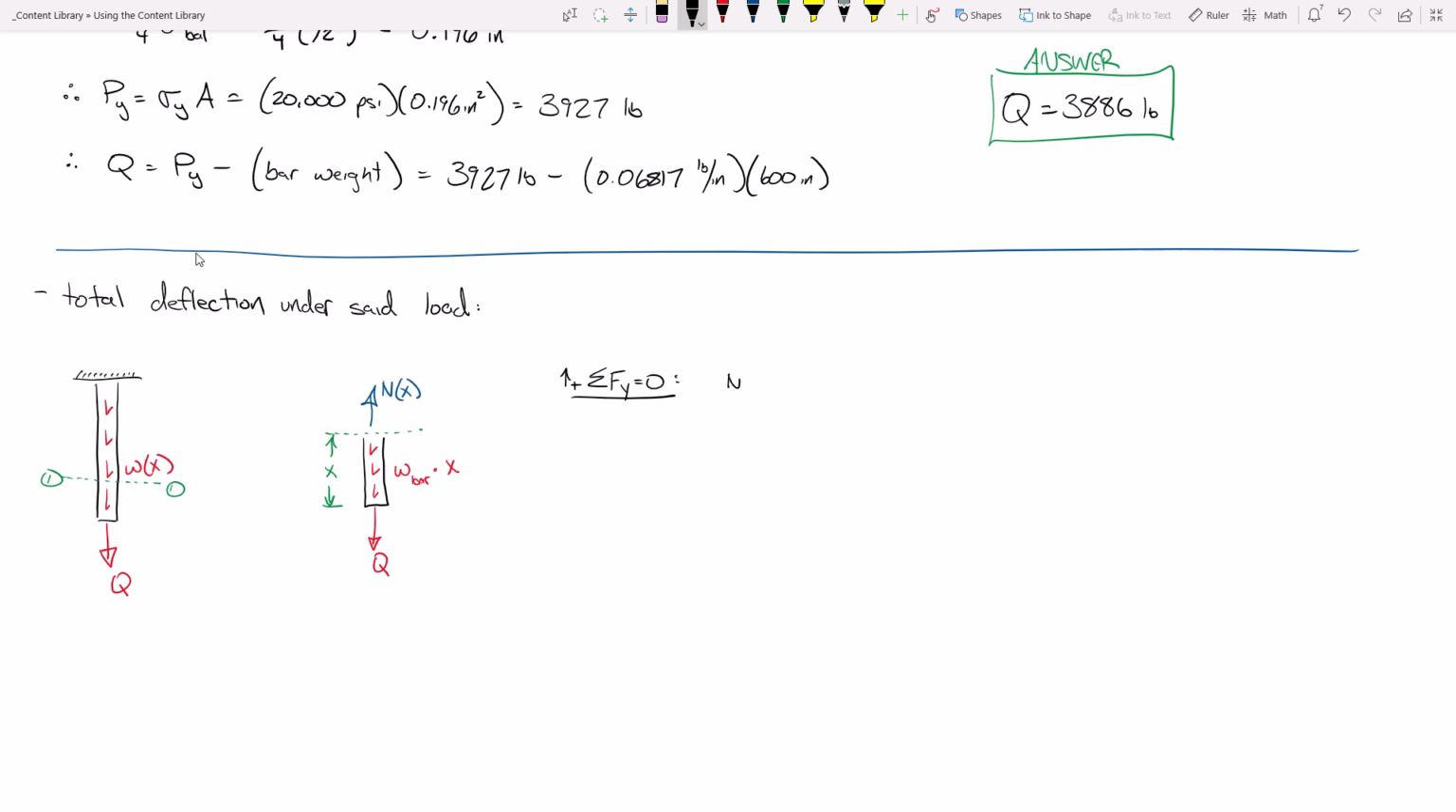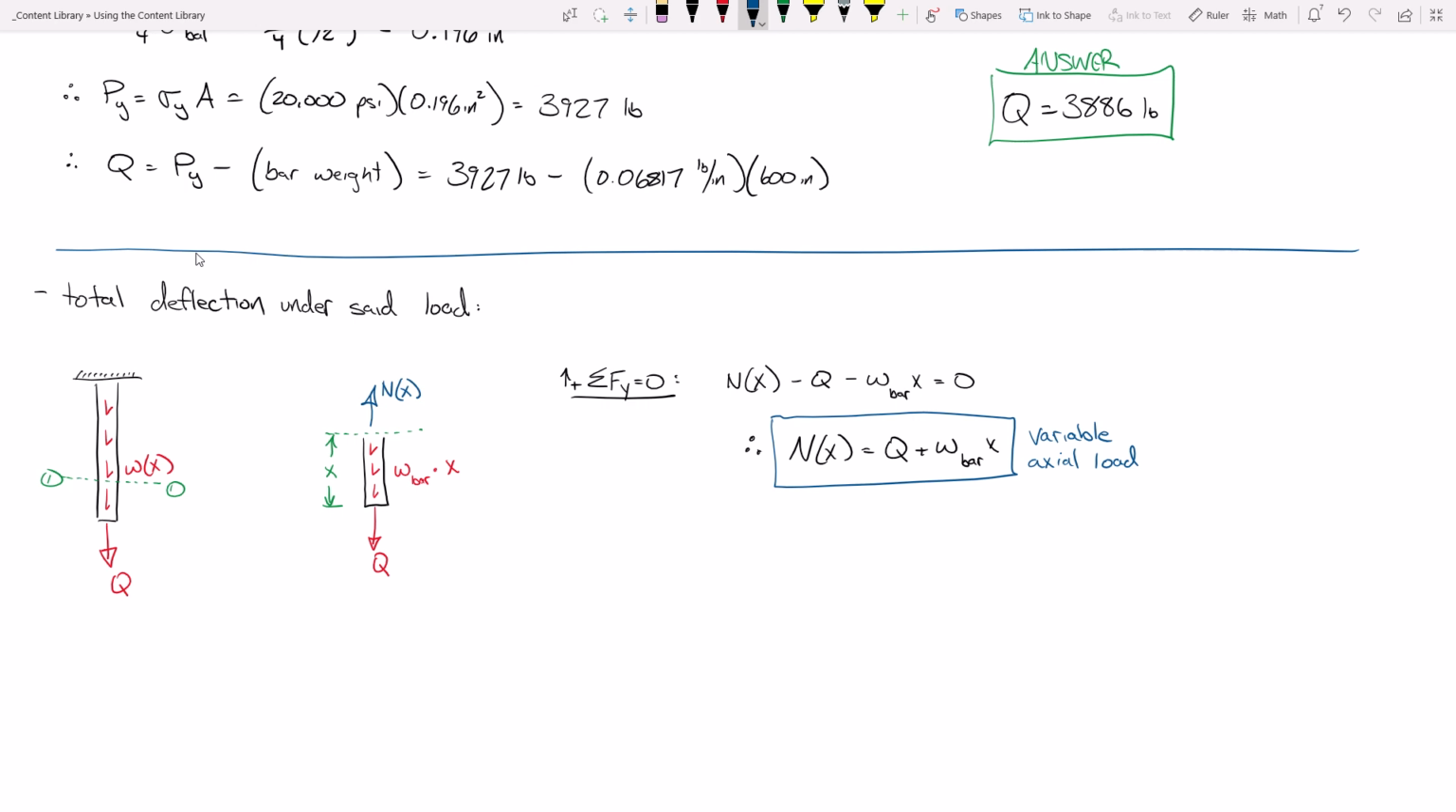Remember this? So N of x going up, minus Q going down, minus that going down is 0. Oh, hold on. That's a P, not a B. Does that make sense? That the axial load is variable as a function of x? The longer the bar is, the heavier it is. And it's just weight per foot or weight per inch times the length. Everybody with me so far?